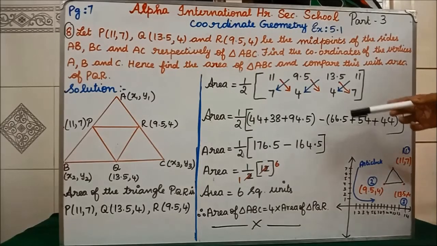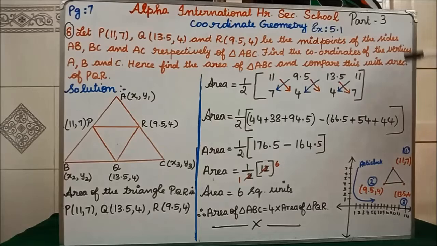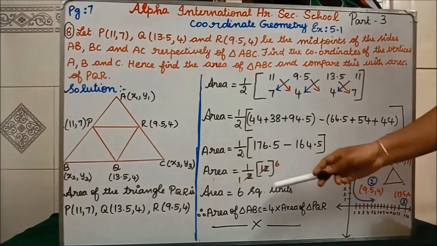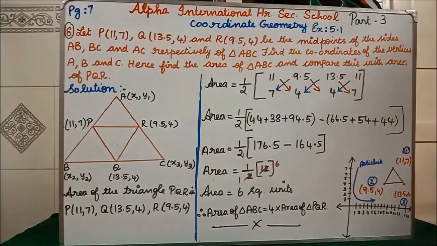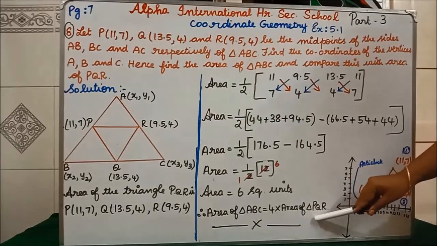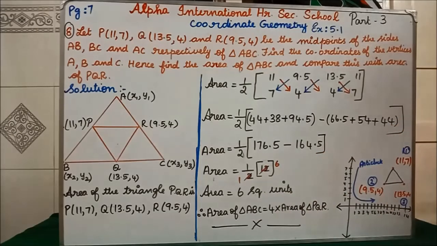Clear? In the question they have told, find the area of triangle ABC and compare this with the area of triangle PQR, isn't it? What is the area of triangle ABC? We have got the area of triangle ABC as 24 square units, isn't it? Now you see how many times this is smaller. So the area of triangle ABC is equal to 4 into the area of triangle PQR, which means what? The area of triangle PQR is what? 6. So 4 into 6 is what? 24. Then you will get the area of triangle ABC. We have compared now. Clear?